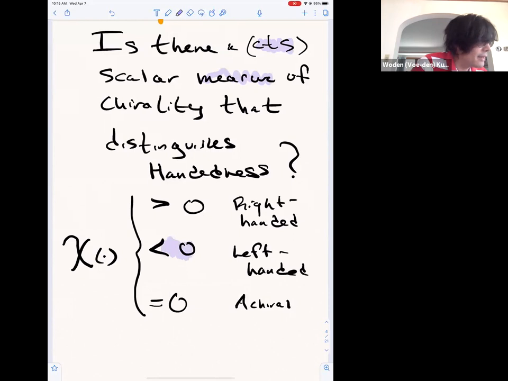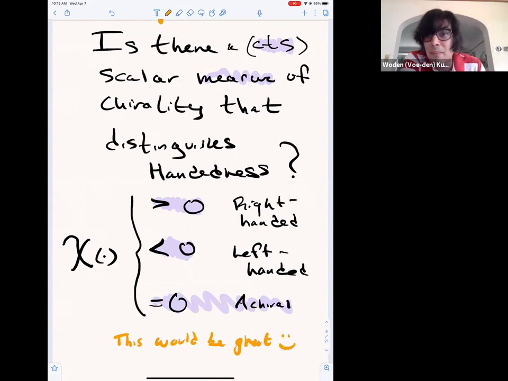So let's make left-handed a negative value for this measure. What belongs on the right-hand side, we'll make that something with a positive measure, right? And it would be really nice if we were able to say, okay, if it's 0, then it's achiral, right? That there's a mirror plane. So it would be great if we had something like that.